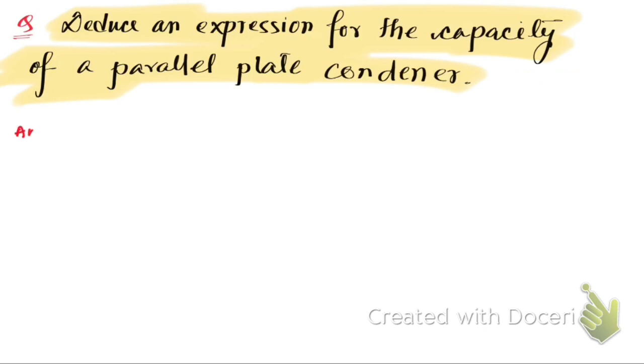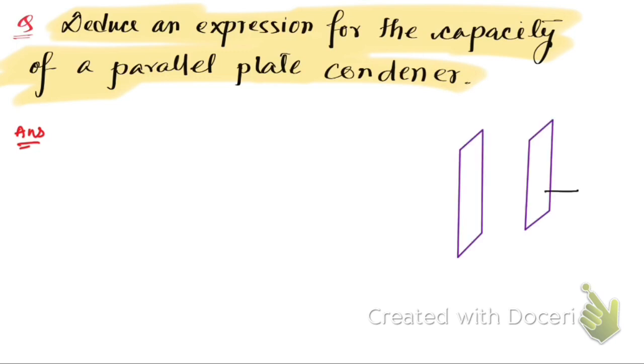So first let me consider a parallel plate capacitor. These are the two plates of a parallel plate capacitor, right? And here positive Q charge is given, and here negative Q charge is induced on this plate. So let me write it, positive charge and here negative charge. As a result there will be an electric field in this direction, from positive to negative. This is the electric field.